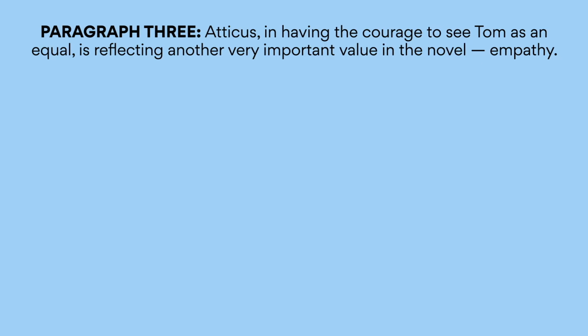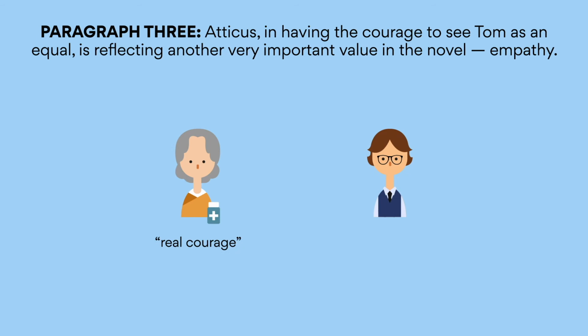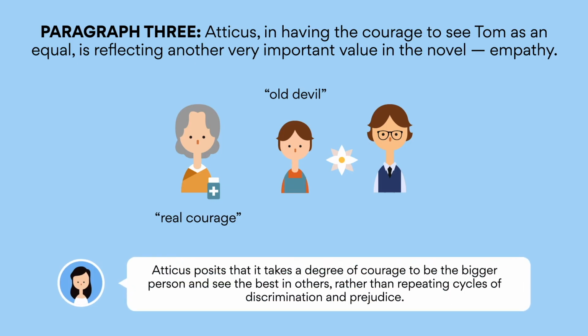However, in the final paragraph, we might take a bit of a turn. Atticus, in having courage to see Tom as an equal, is probably reflecting another very important value in the novel, namely empathy. Though he admires Mrs. Dubose for her real courage, the white camellia he gives to Jem represents the goodness he sees within her, despite her discriminatory attitudes. Though Jem struggles to empathize with the old devil, Atticus posits that it takes a degree of courage to be the bigger person and see the best in others, rather than repeating cycles of discrimination and prejudice.